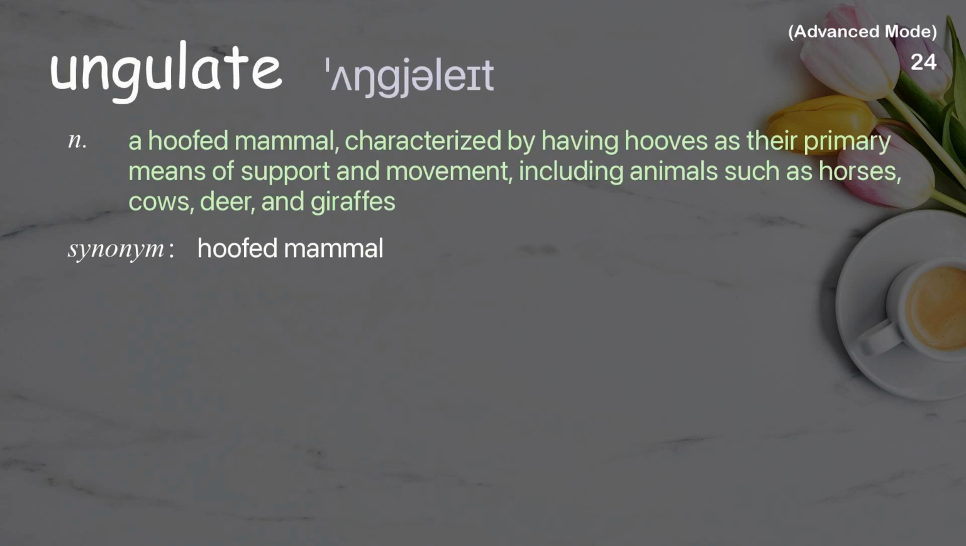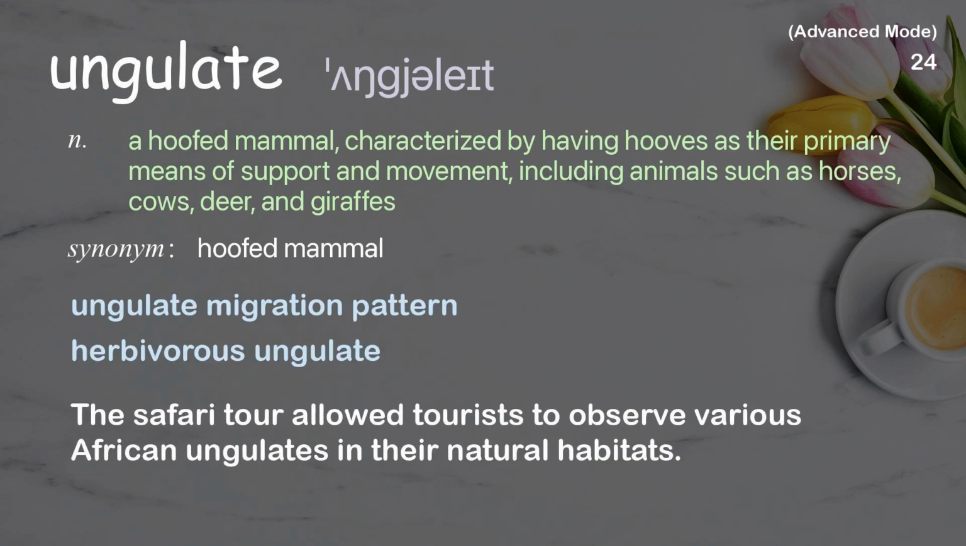Ungulate. A hoofed mammal, characterized by having hooves as their primary means of support and movement, including animals such as horses, cows, deer, and giraffes. Examples: Ungulate migration pattern. Herbivorous ungulate. The safari tour allowed tourists to observe various African ungulates in their natural habitats.